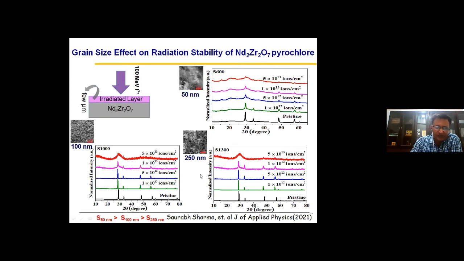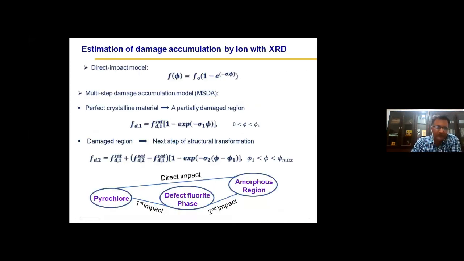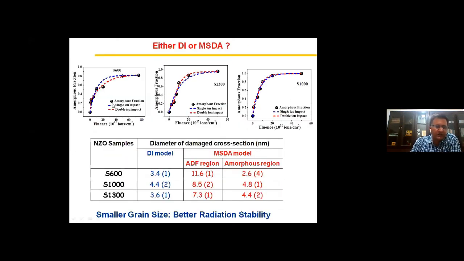This is clearly showing that this nanomaterial has better radiation resistance in comparison to these higher grain size materials. To explain this data, we have done fitting of the data using the direct impact model and the multi-step damage accumulation model. And these are the results.